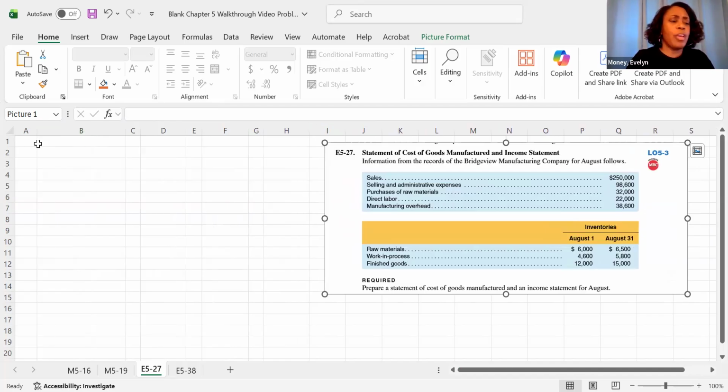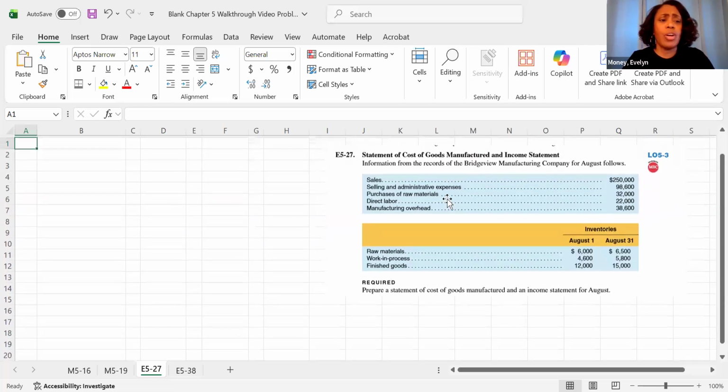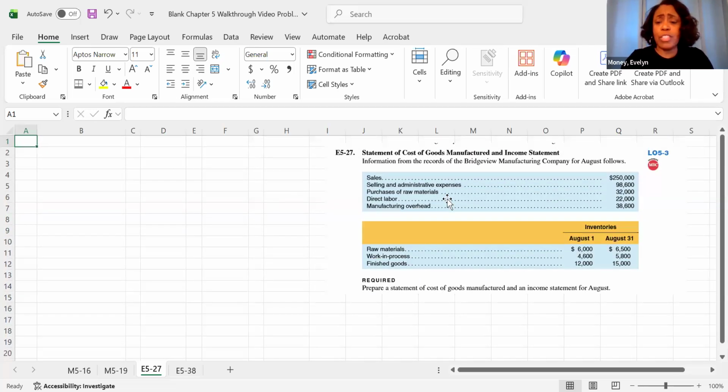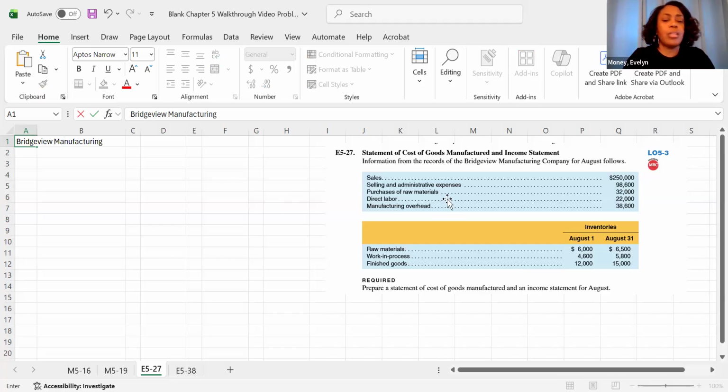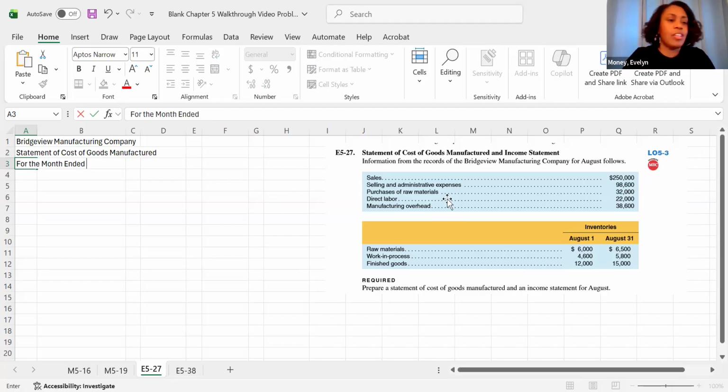So before we can even prepare the income statement, we do have to do the cost of goods manufactured statement. So let's start with that one. We need the name of the company, Bridgeview Manufacturing Company, the title of the report, and the date. Is this for the month? Sure, August 31.